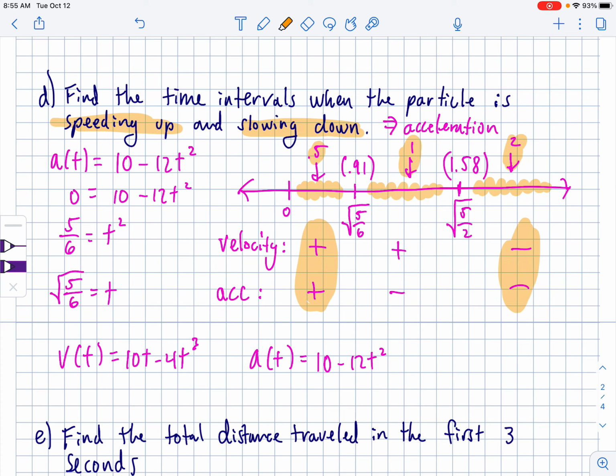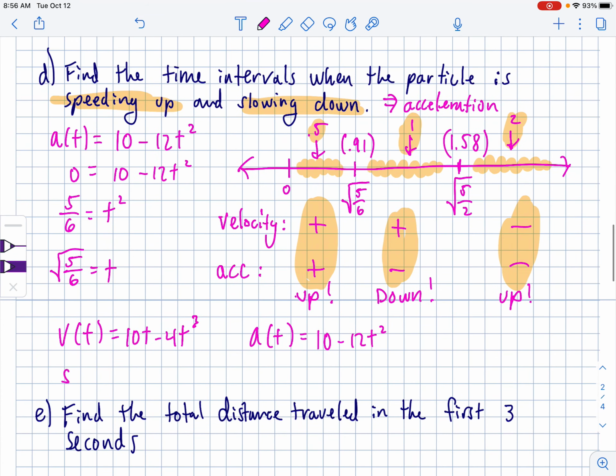So check it out. We got matchy-matchy right here and right here. So in those zones, it's speeding up because if the signs match, it's speeding up. In this zone, they don't match. So this is up, up, and this is down. What do we do in IB notation? Oh, they switched it. They went alligators. Cool.